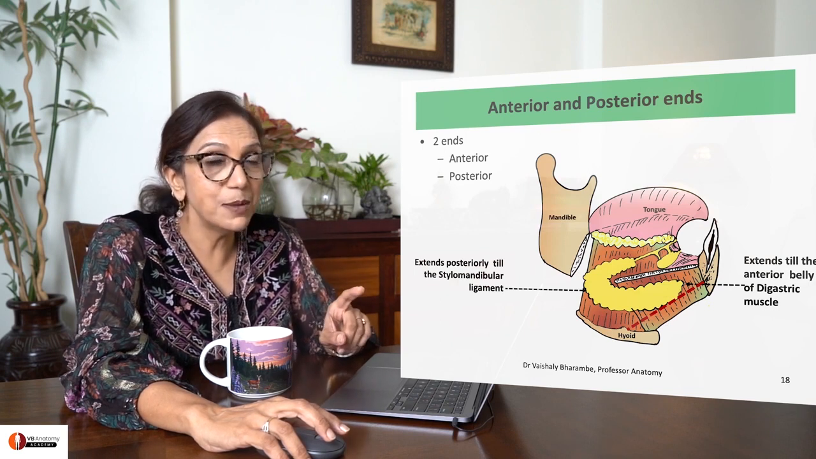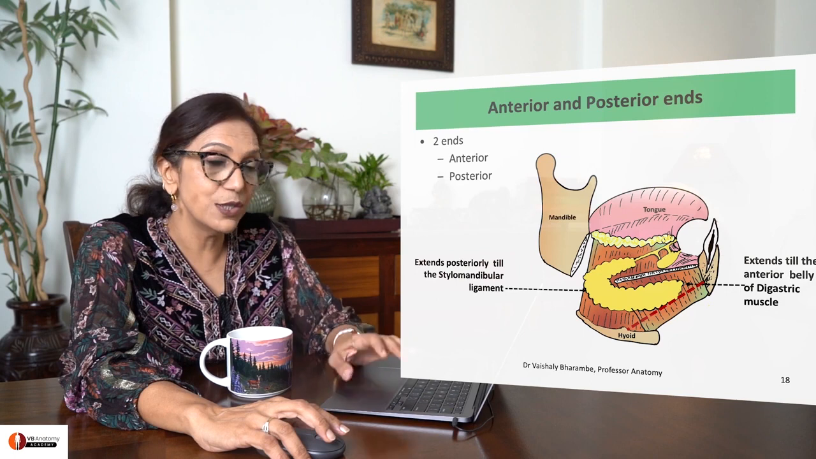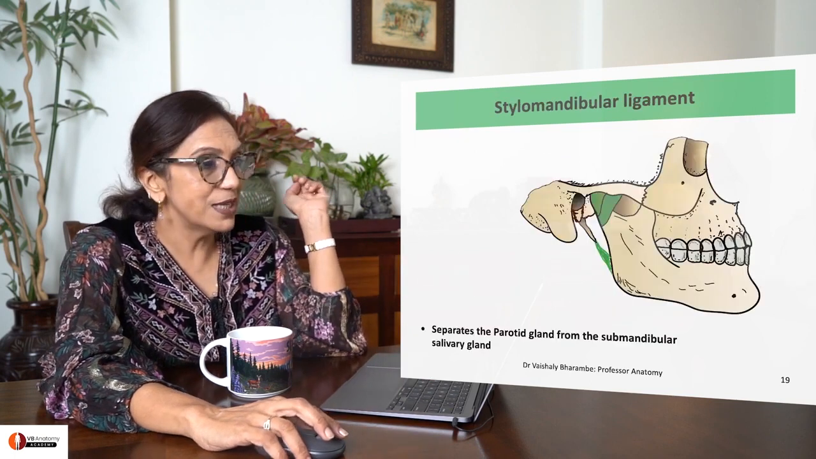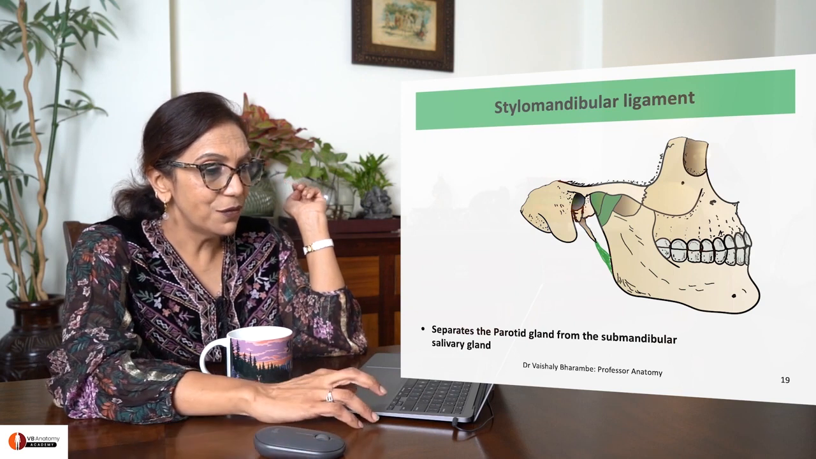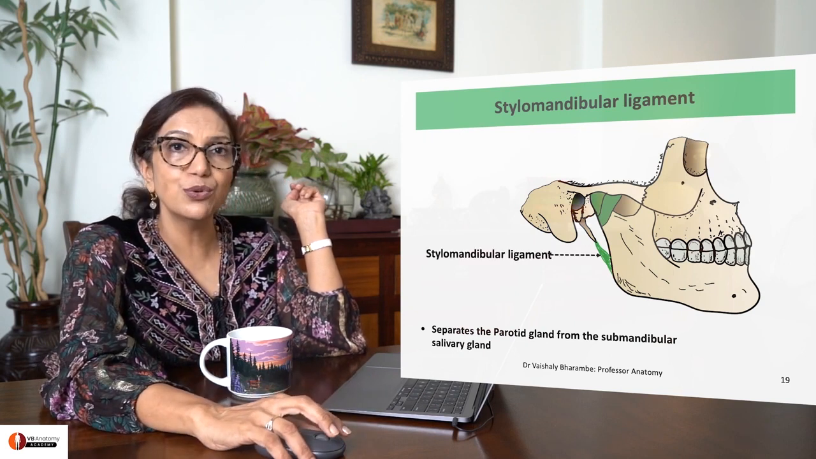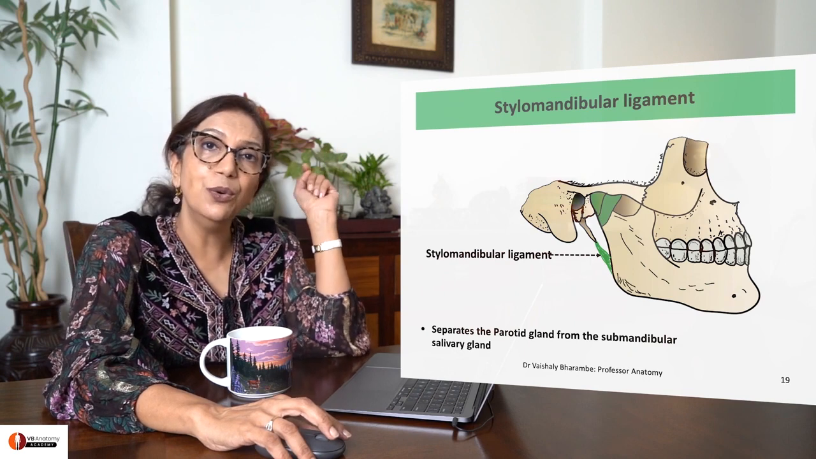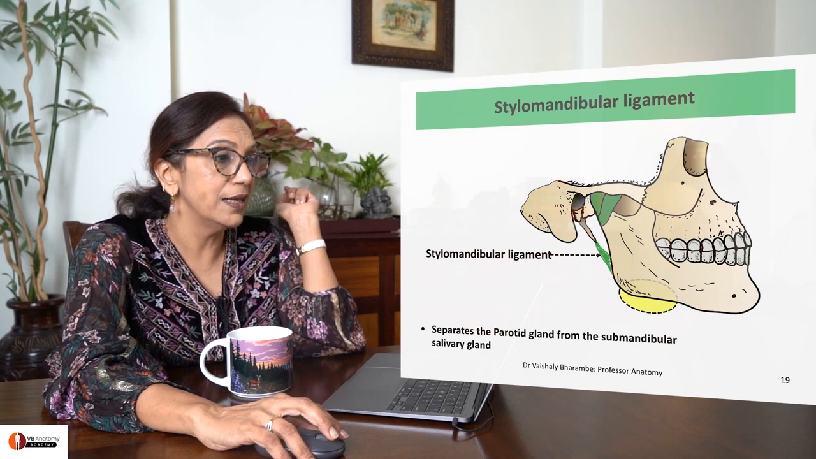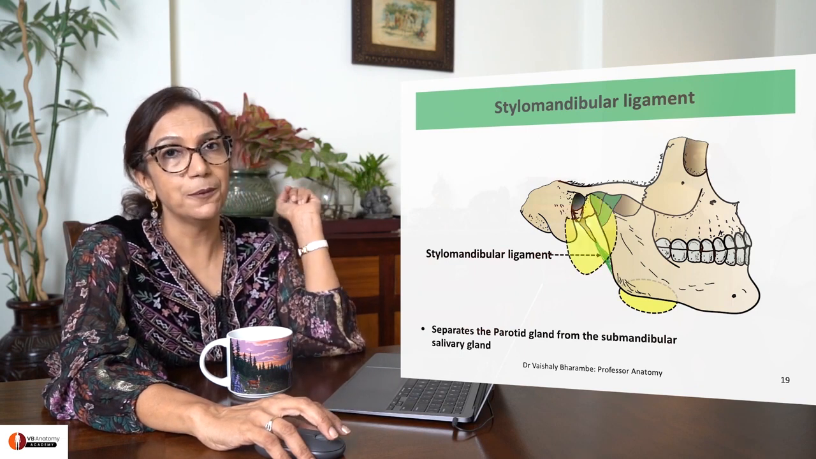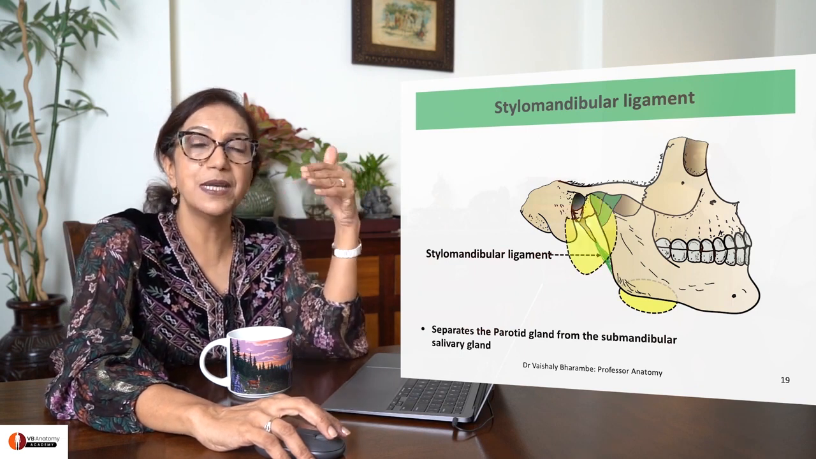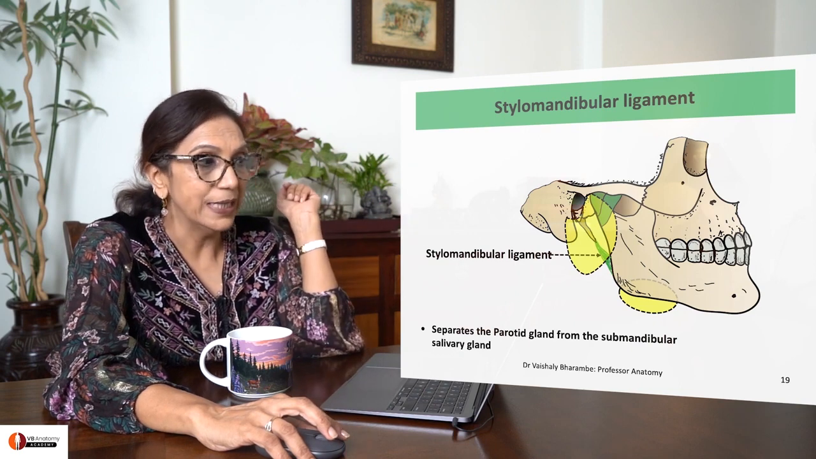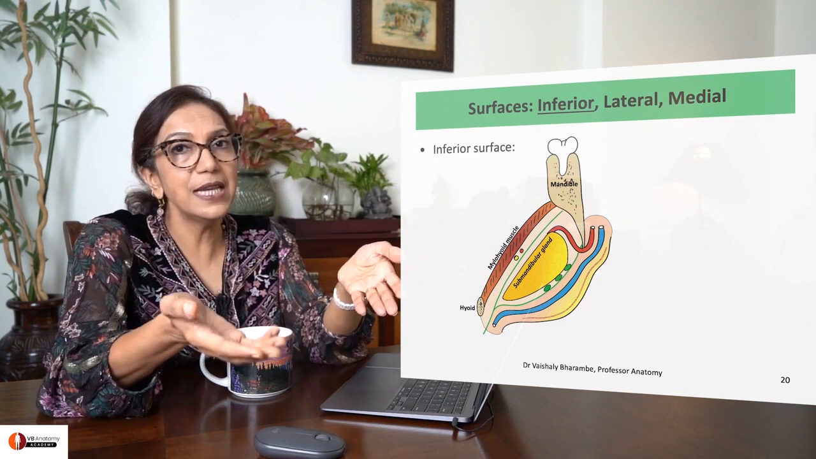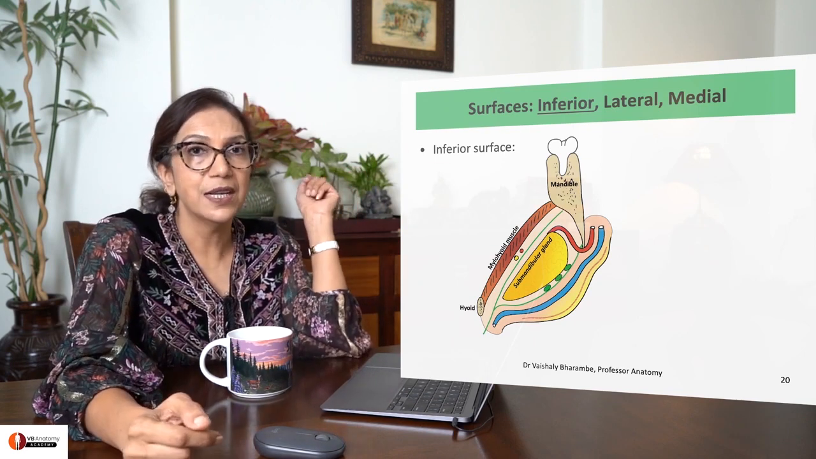Now, if you've studied the deep cervical fascia, you might know this, otherwise you won't. But you will if you take a look at this image now. Can you see that there is a ligament passing from your styloid process to the mandible? This is called stylomandibular ligament. It separates the submandibular gland here from the parotid gland here. So that ligament separates the submandibular from the parotid gland. With this, we come to the surfaces. We've done the anterior end, we've done the posterior end.